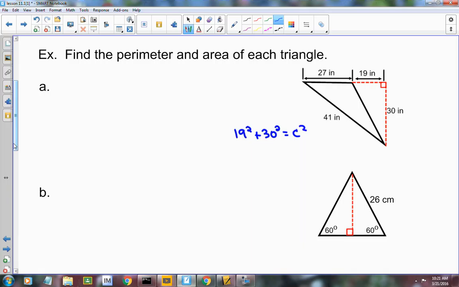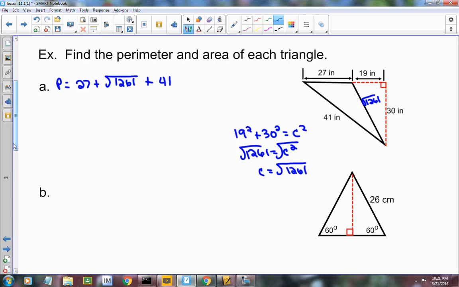So, and I'm going to leave this exact, 19 squared plus 30 squared. I end up with 1261 equals c squared. So if I take the square root, c is radical 1261. So to find the perimeter, I'm going to do 27 plus radical 1261 plus 41.